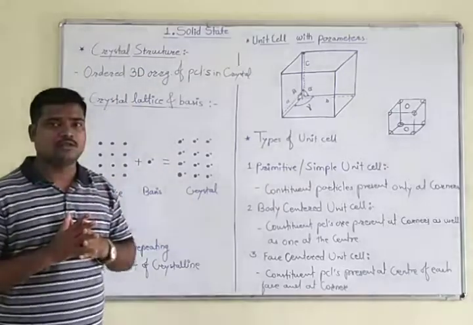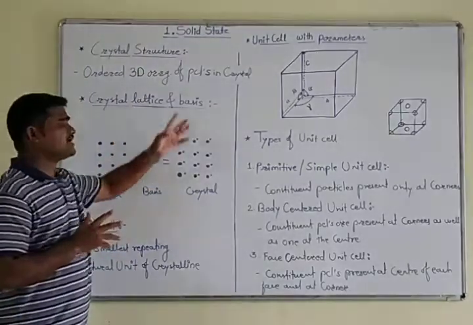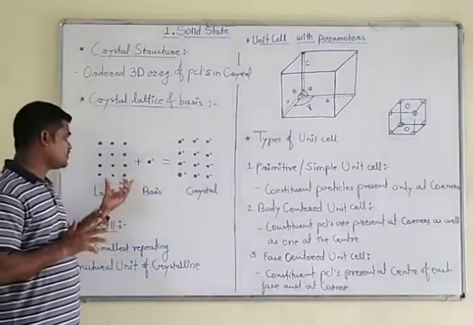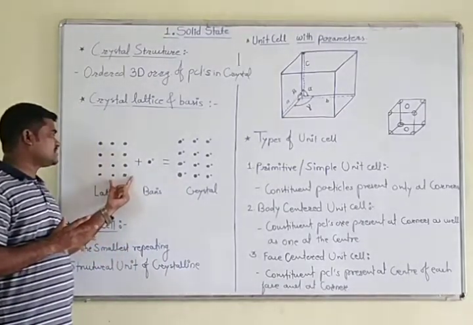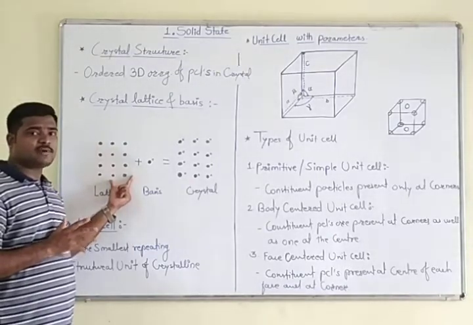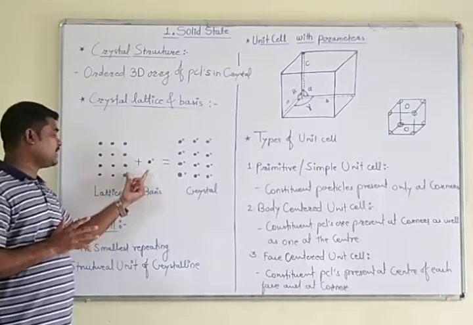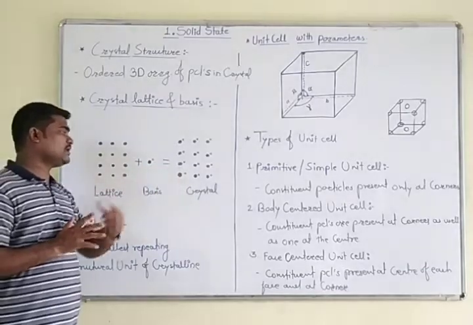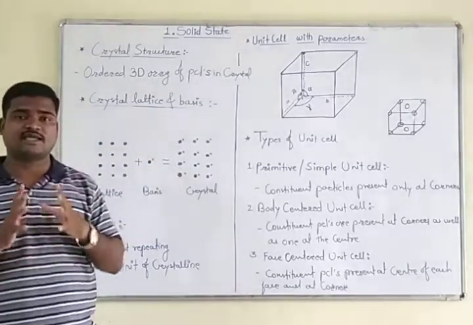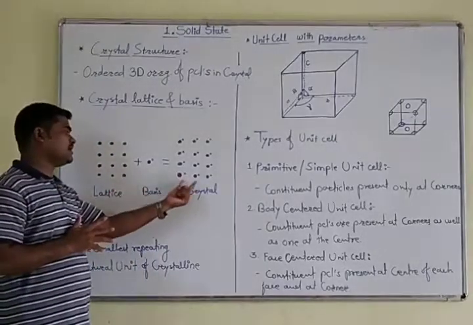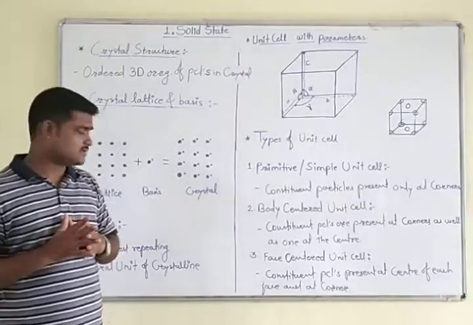First of all, we will see what is meant by crystal lattice and their basis. Now look at this figure, you will get an idea. See, these are the constituent particles and these are the bases. By combining lattice and basis, you will get a crystal. That is, a crystal has a big structure. By combining these lattices, you will get a big crystal structure.